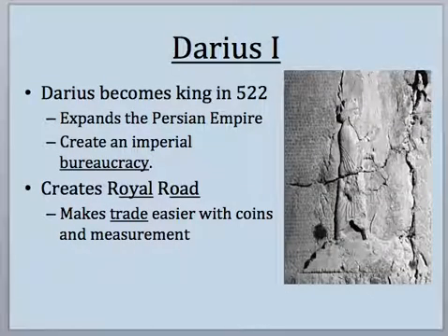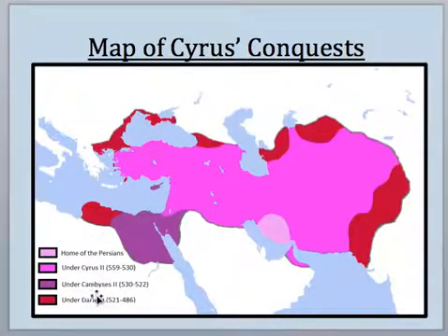The next king I want to speak about is Darius I. Darius became king in 522. He expands the Persian Empire and created an imperial bureaucracy. Now, just for a second, I want to go back up and I want to show you the map. And there's Cyrus in the hot pink. And you'll see that Darius expanded it just over a little bit and just over here. And so Darius just stretched it a little bit more.